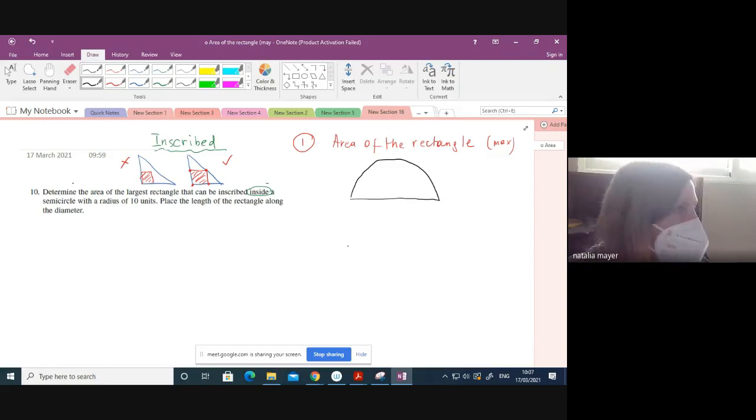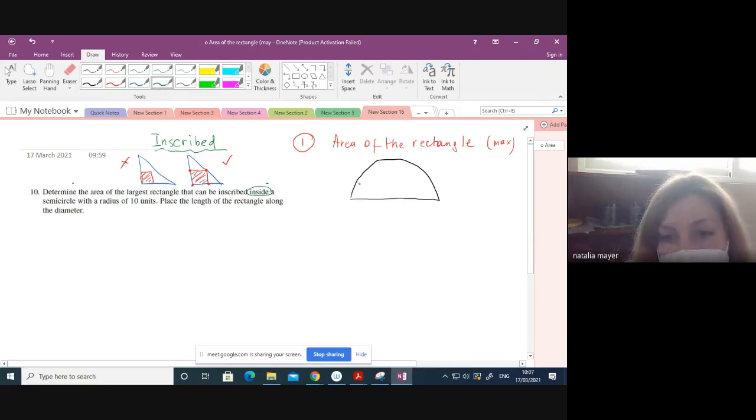So I said it's not traditional, but a semicircle. So it touches the semicircle, right? Because it's not the entire circle. But if it was the entire circle, then the four vertices should touch the circumference. But here it's a semicircle. That's why the rectangle, and actually my shape, I will do it intentionally different than most probably your shape is, so that you understand that there are a lot of options to inscribe it. This is how I do it.